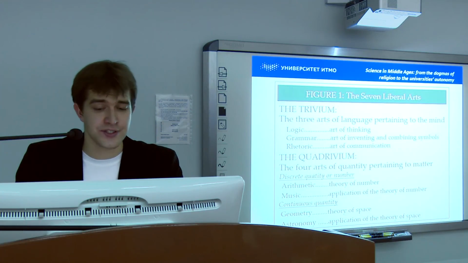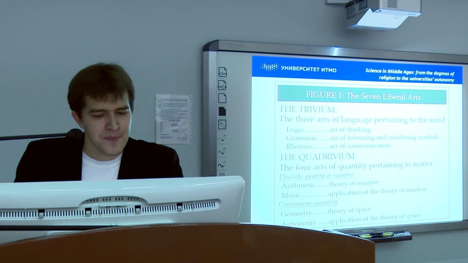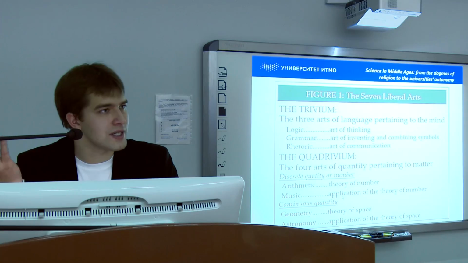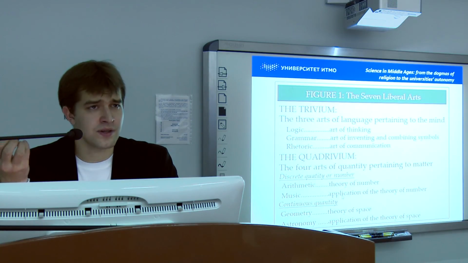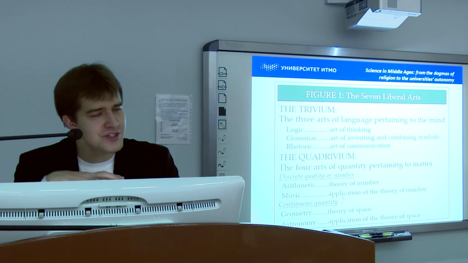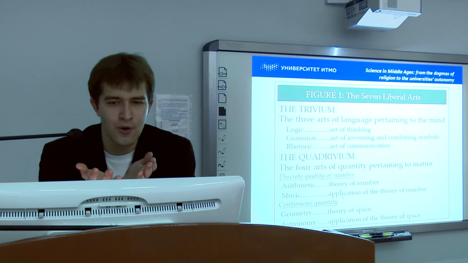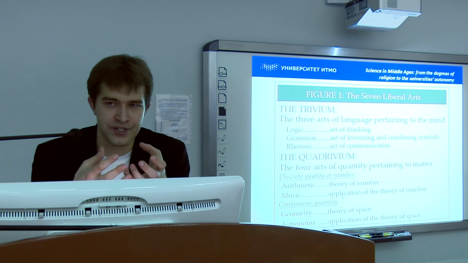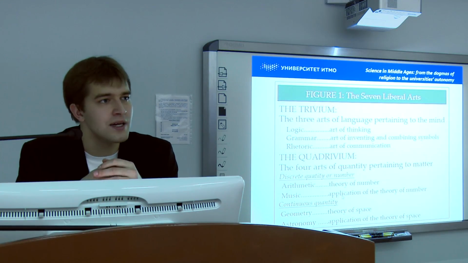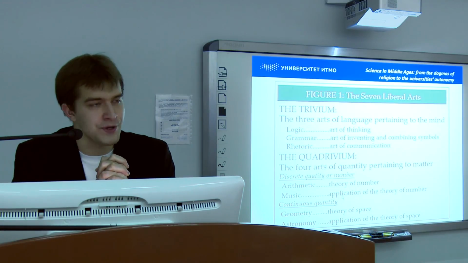So arithmetic is the theory of number: what does number mean and how can we count anything. Music is the application of the theory of number, and music really was considered to be a scientific branch of investigation. Geometry is the theory of space, so how space is organized and how can we understand and deal with this kind of organization. And finally, astronomy, probably the most subtle and most sublime branch of knowledge, the application of the theory of space.